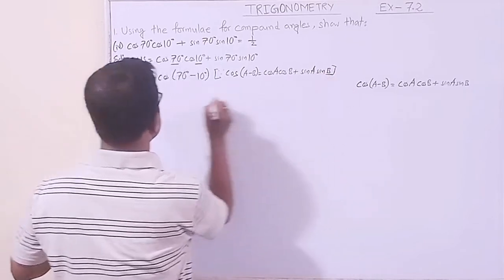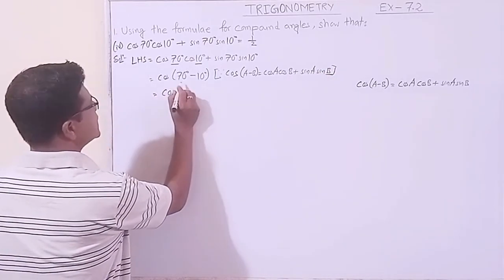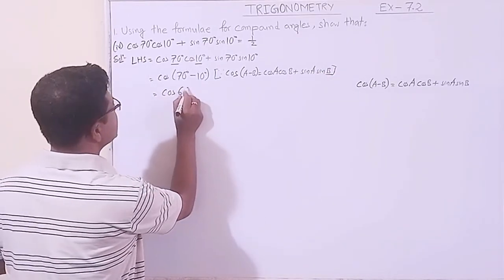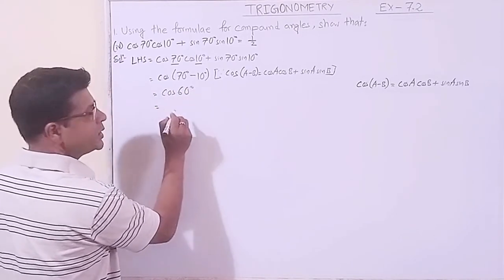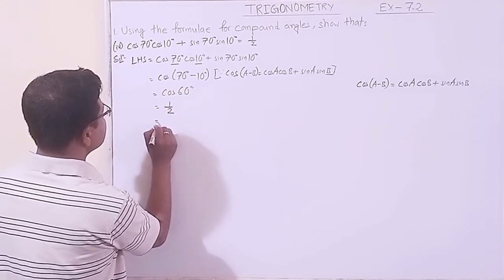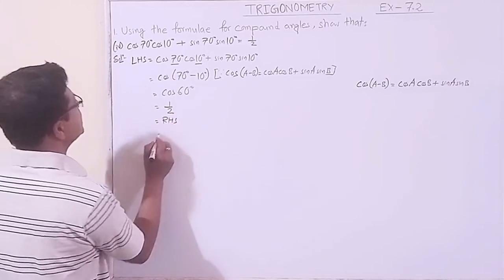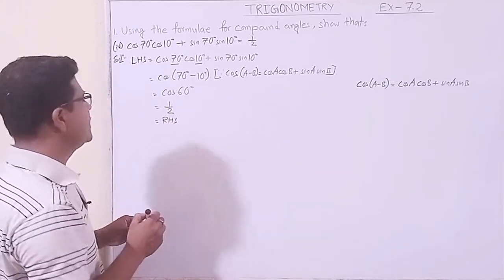Got it? Okay, so cos of 70 degree minus 10 degree is 60 degree, and we know that cos 60 degree is equal to how much? Half. This is the right hand side. You see, the solution or the proof is very simple.